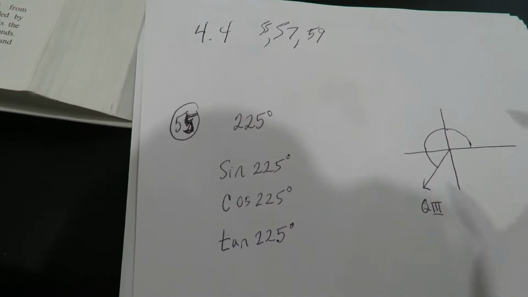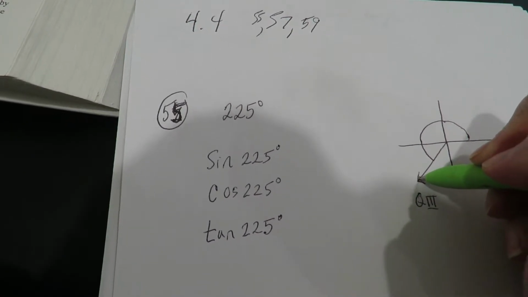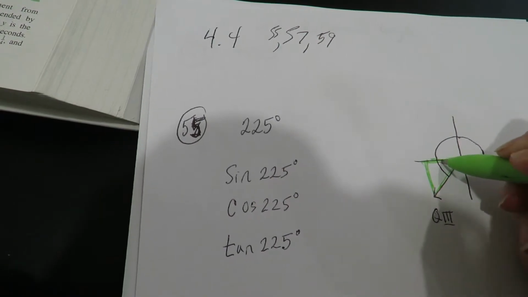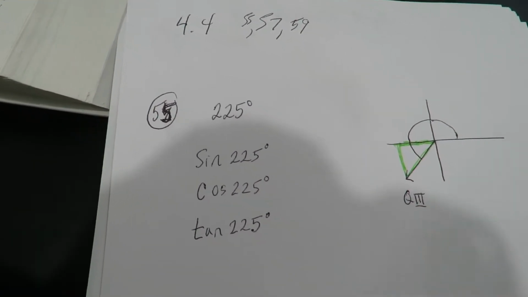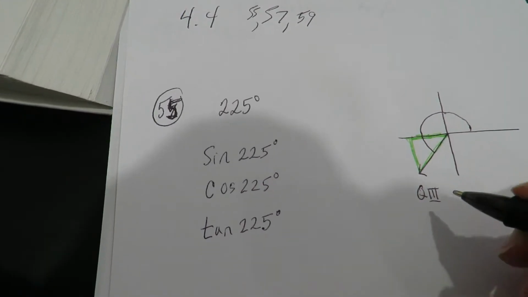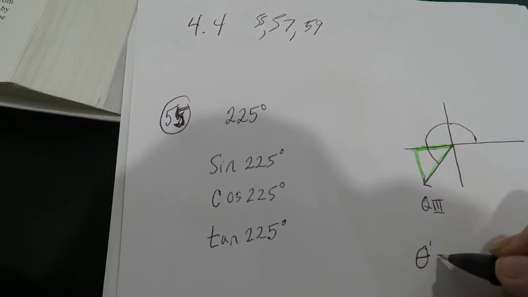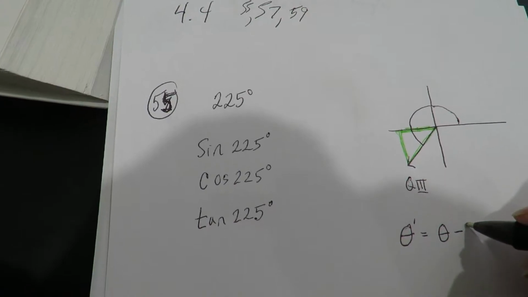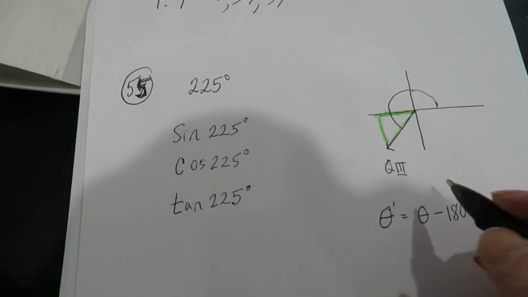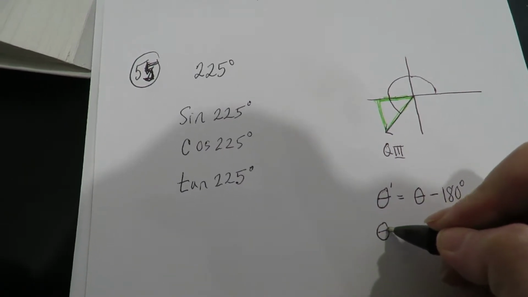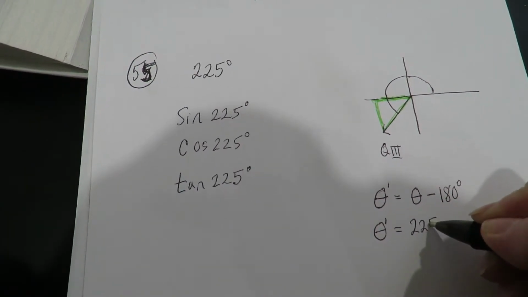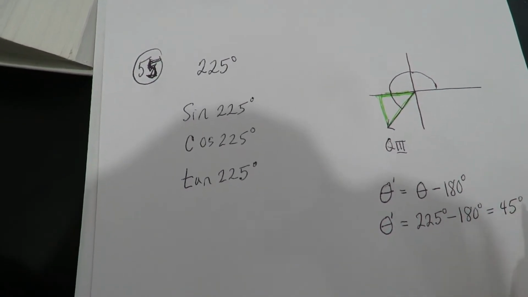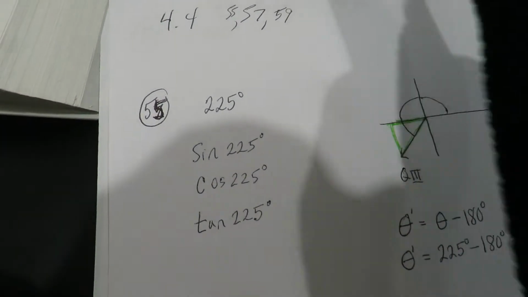The reference angle will be from the terminal side, which is this, to the horizontal, which is this. So this right here is the acute angle that we are looking for. Theta prime is going to equal the original angle, theta, minus 180 degrees, because we're in degrees. So theta prime is equal to theta, which is 225, minus 180, which is 45 degrees. So that is your reference angle. It is 45 degrees.